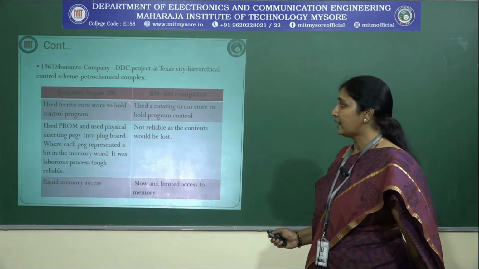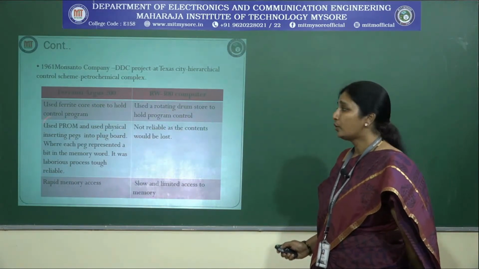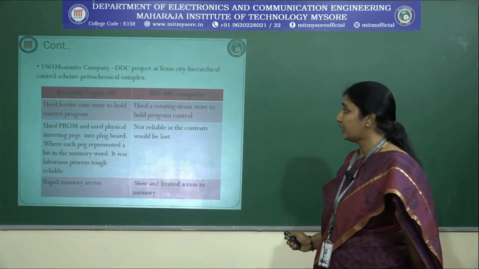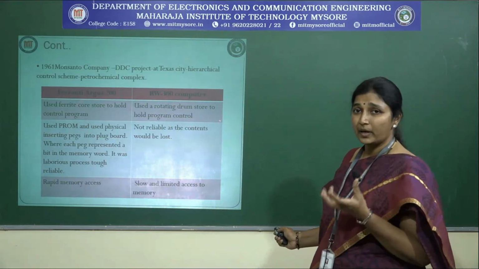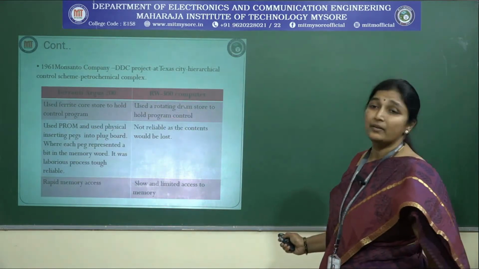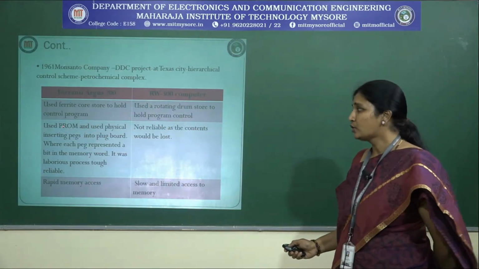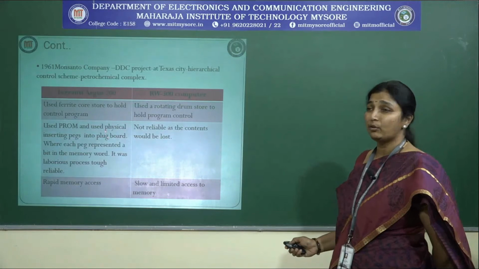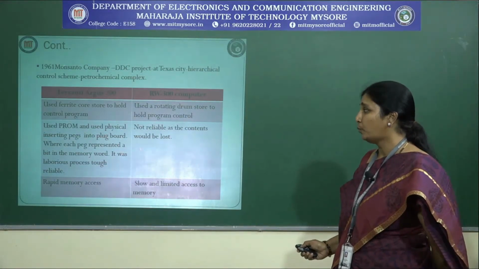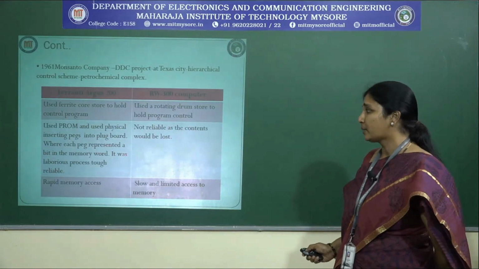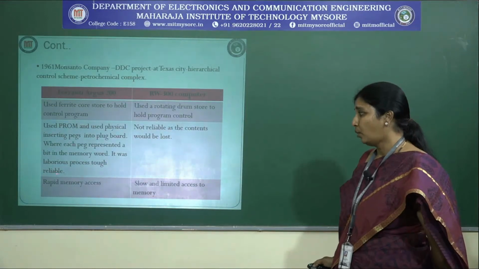In the Ferranti Argus 200, they used a ferrite core store to hold the control program. But in the 300, they stored all the control programs on a rotating drum. In the 200, they used PROMs, that is programmable read-only memory, and used physical intersecting pegs in a plug board, where each peg represents a bit in a memory word. It was a laborious process, though reliable.